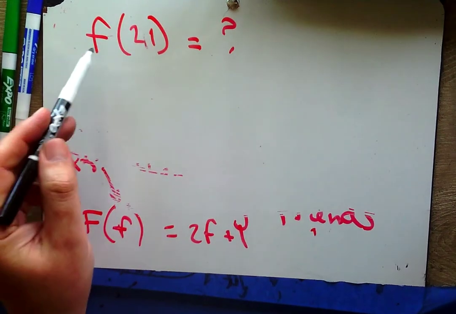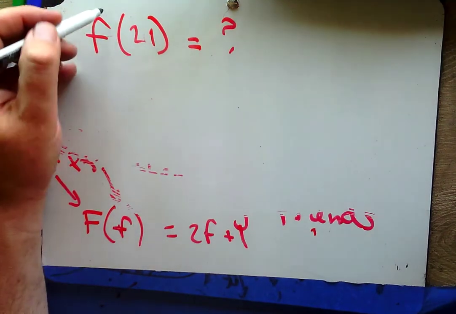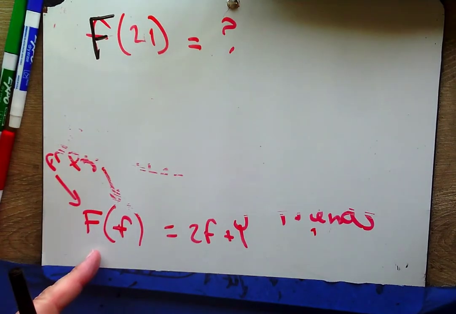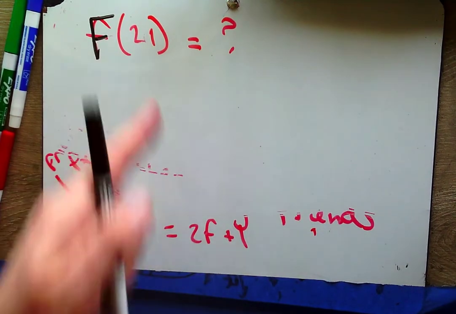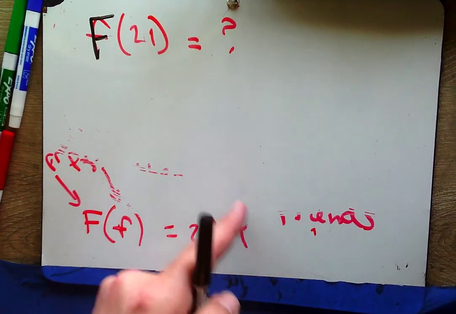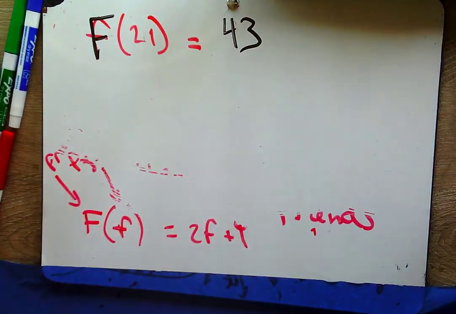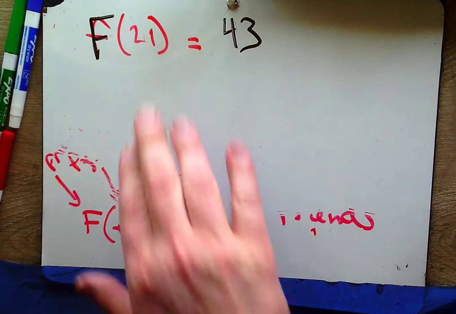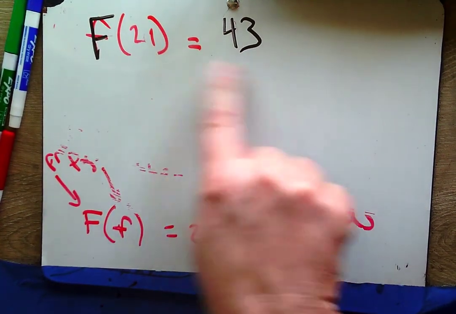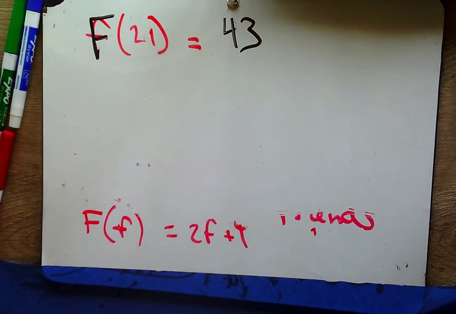Because I know that I can evaluate this. Sorry. I know I can evaluate this big F function by plugging in 21 here. 21 times 2 is 42. 42 plus 1 is 43. What's that mean? I mean, I can evaluate a function. I've been through the functions unit. I get an output. There was an input. But what does this mean in the context of this situation?